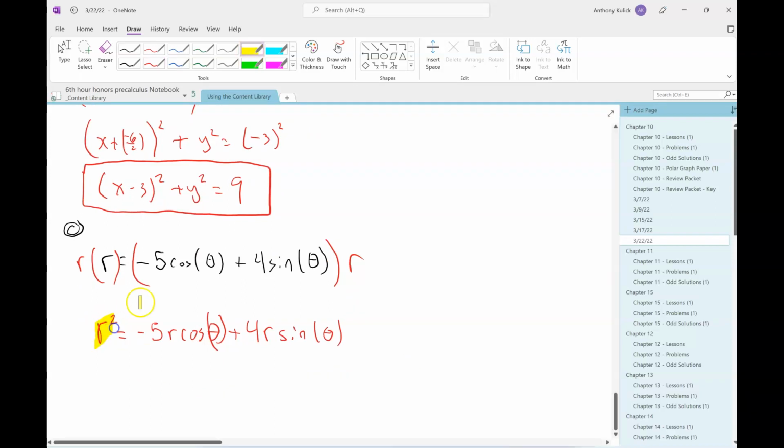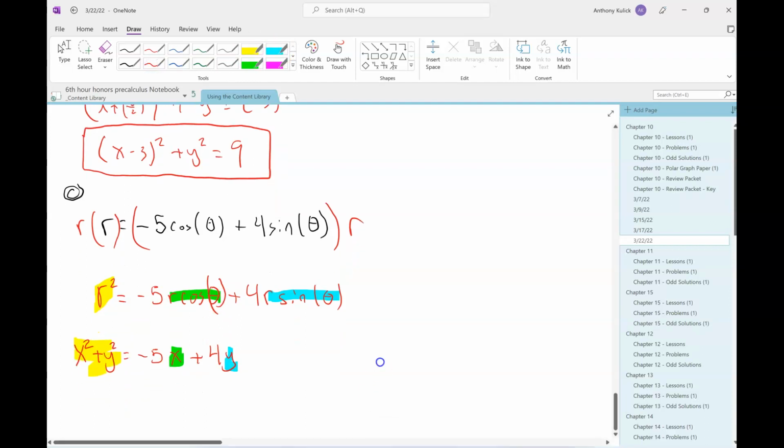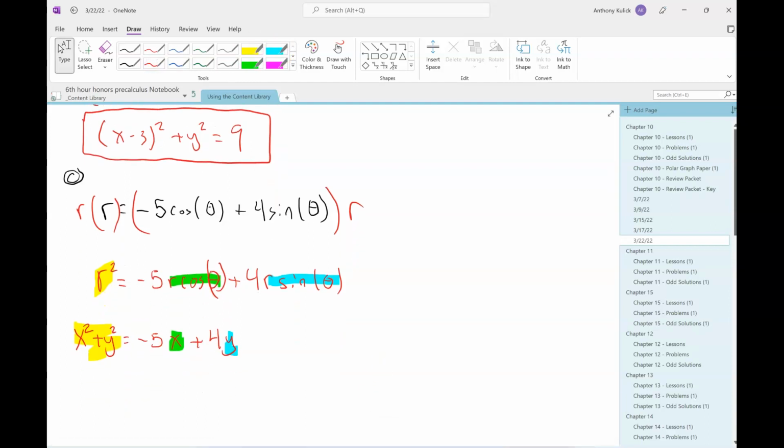So I see 3 things that I can do. R squared is x squared plus y squared. R cosine theta is x. And r sine theta is y. Cool beans?